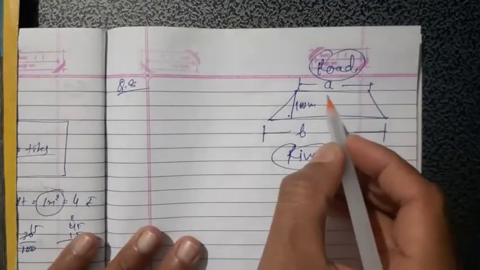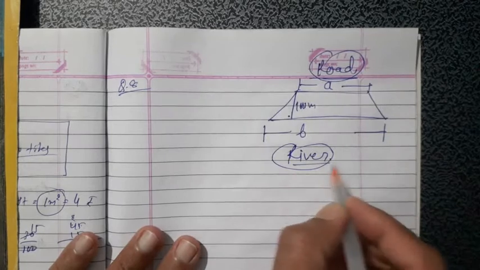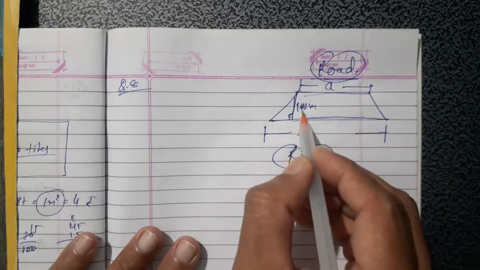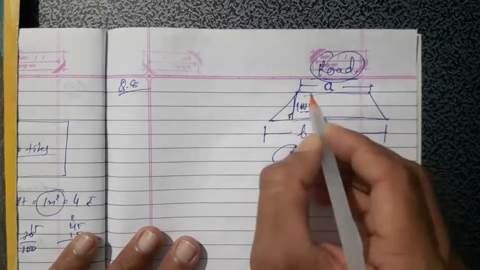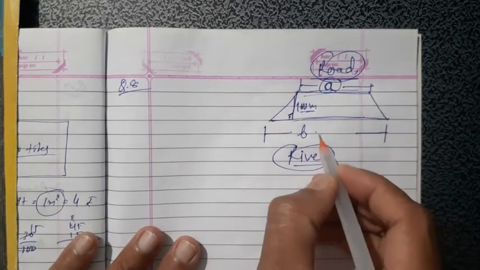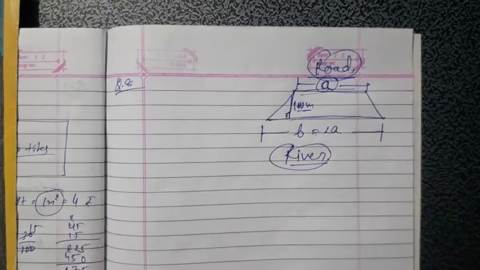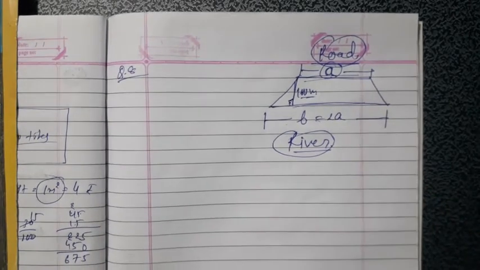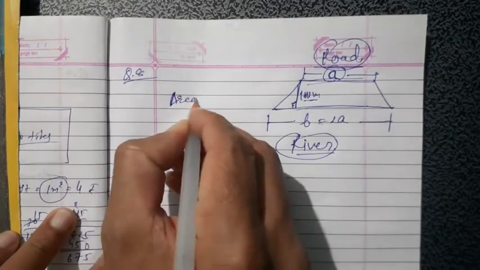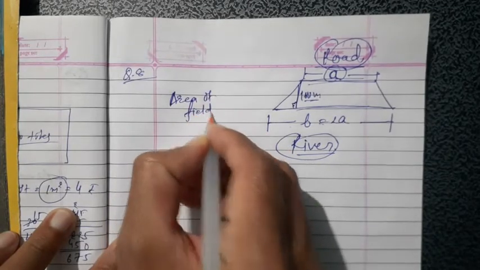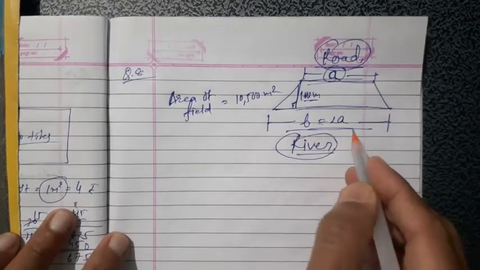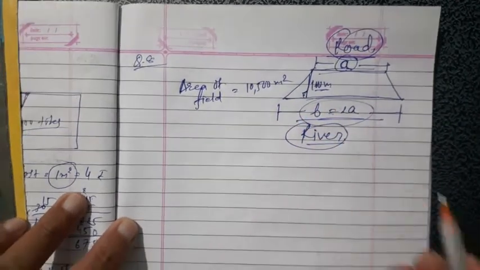Look here, this type of field is there, here road is there, here river is there, and the total distance between these two parallel sides, that is the trapezium shape, is 100 meter. Here the length of this one is A and this one is B, and B is double of this one, means B equals 2 times A. And the total area is given. Area of field equals 10,500 meter square. Then find out the length of that field at river side, means B.